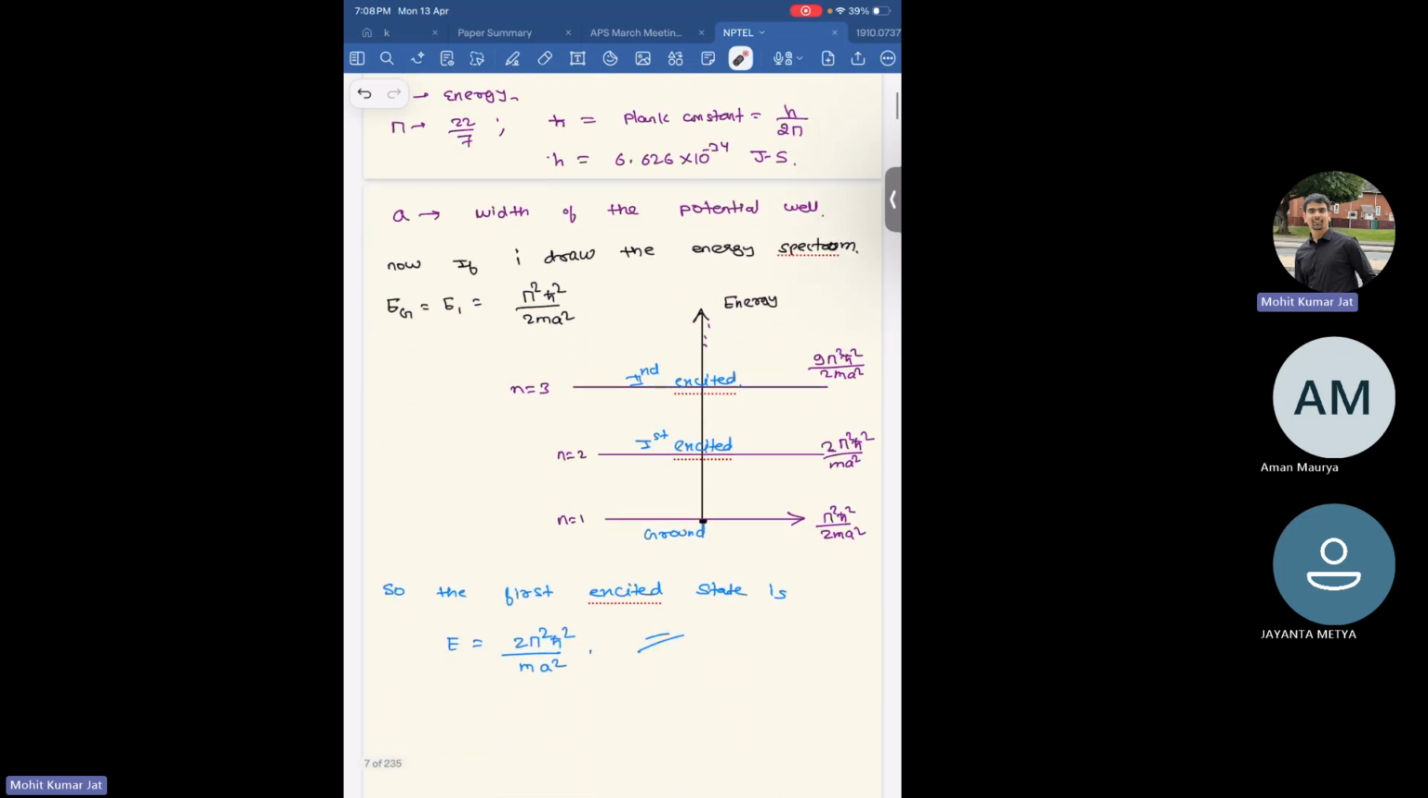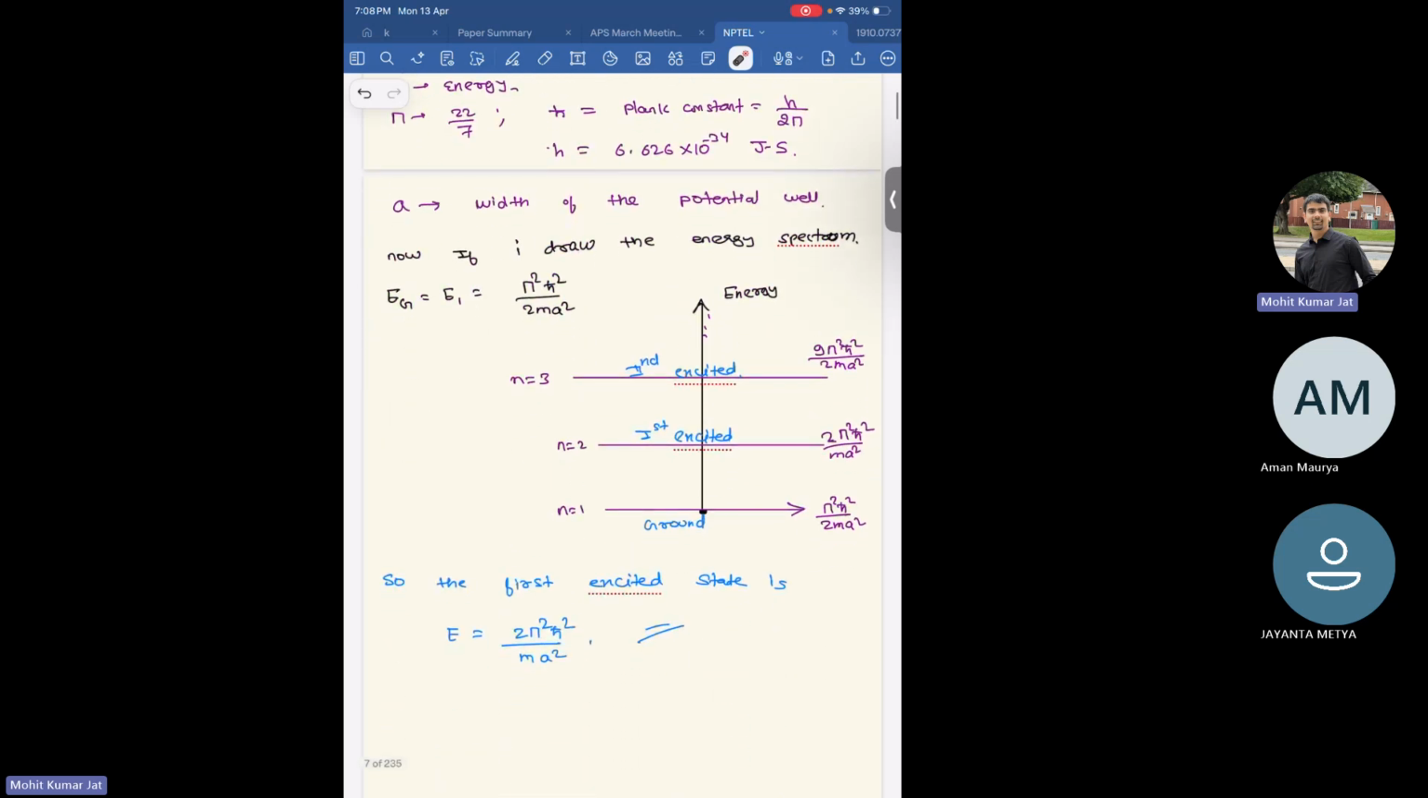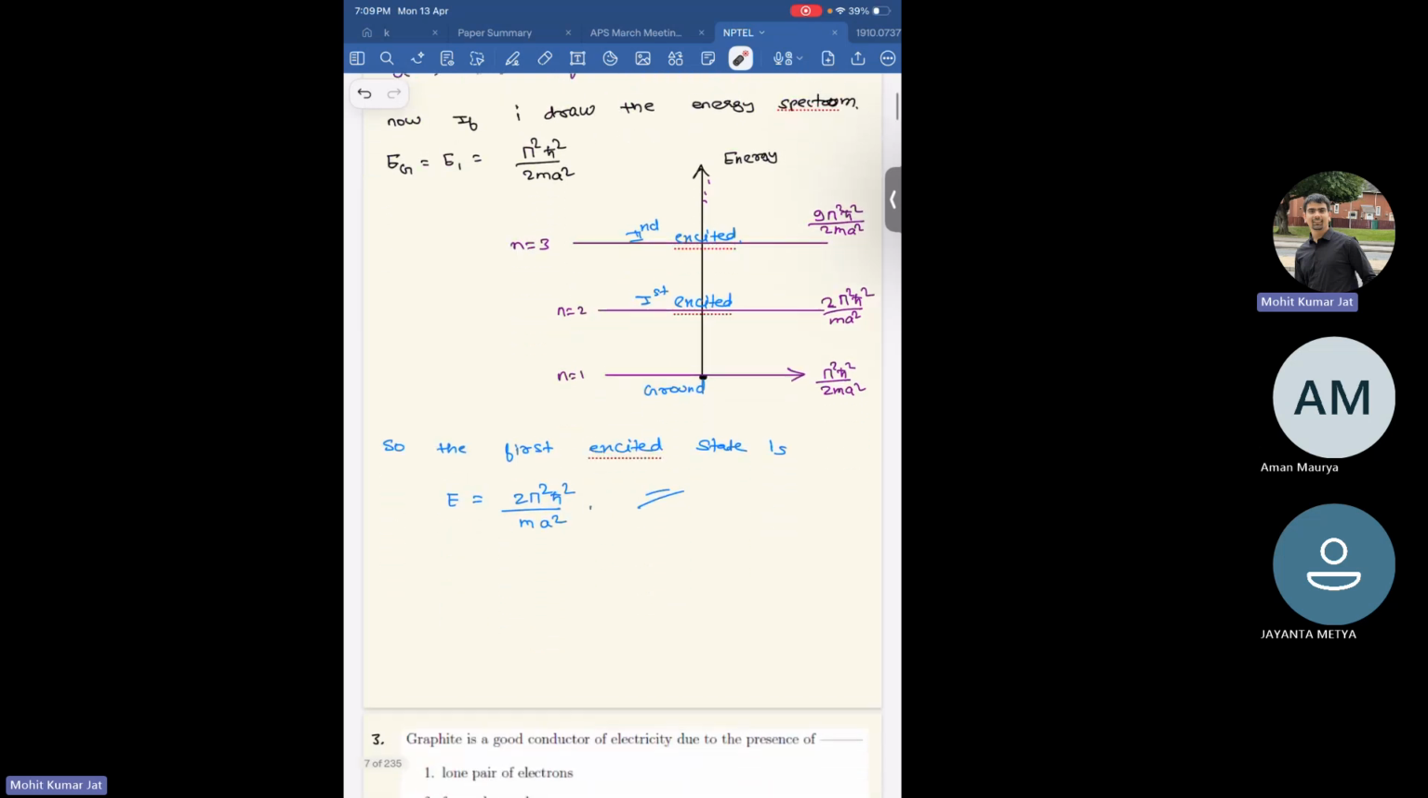So this is about the states. If I write energy versus the number of states, n equals 1 will be the ground state, which will be pi square h bar square by 2 m a square. The second will be, of course, 2 pi square h bar square by m a square, and the third will be 3 square pi square h bar square by 2 m a square, and 3 square will be 9. So that's how you calculate the energy states.